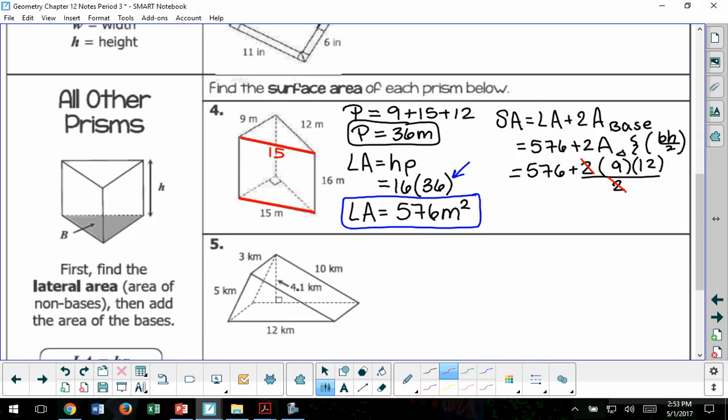Bases. So look at this, guys. Here's your triangle. Here it is also. That's a 90-degree angle up there, okay? So we get 576 plus, what's 9 times 12? 108. Yep, 108. And that equals 684. 684 meters squared. That's my surface area. So right here is the plug-in for that.